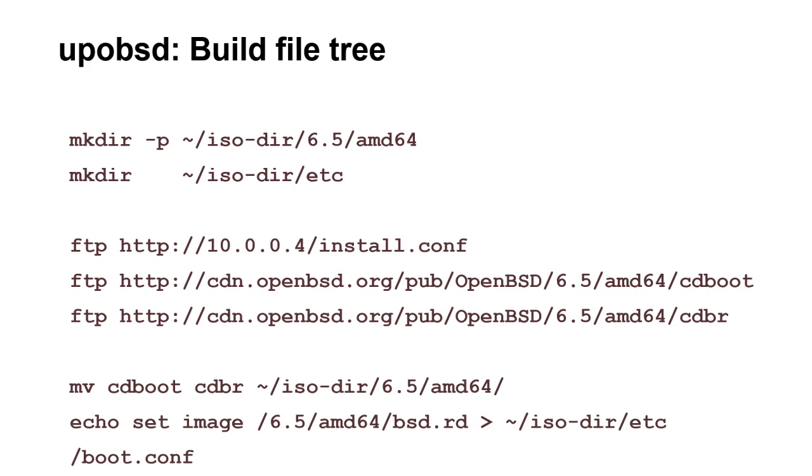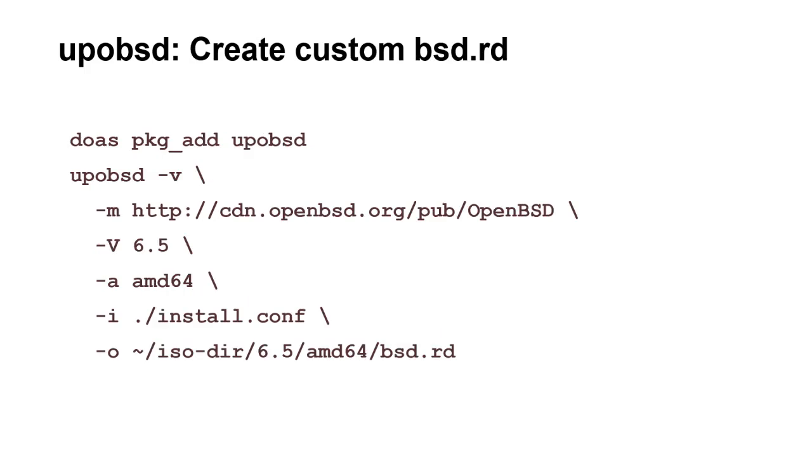I move cdboot and cdbr into 6.5/amd64, and I echo the string set image, then the path to my bsd.rd file, into the etc directory as a file called boot.conf. Next thing I do is run the upobsd script.